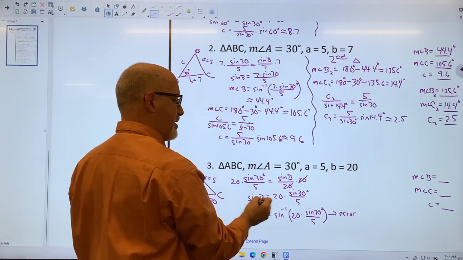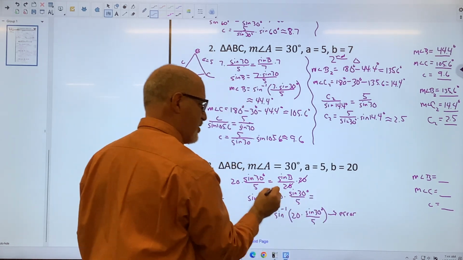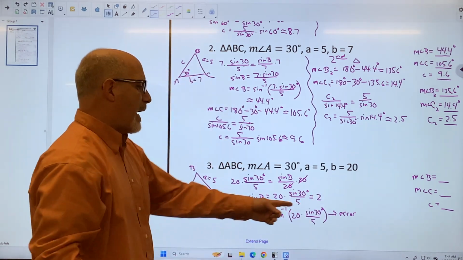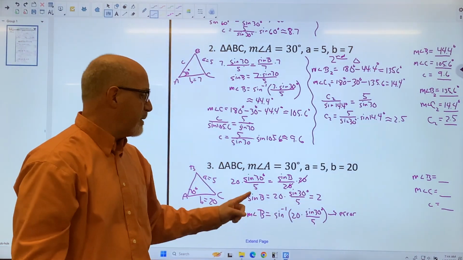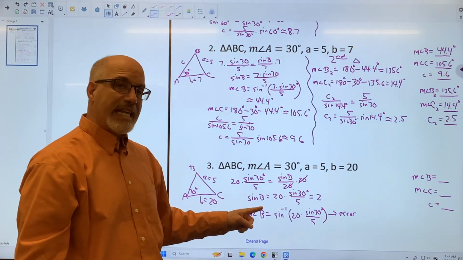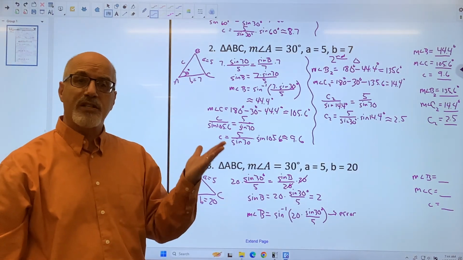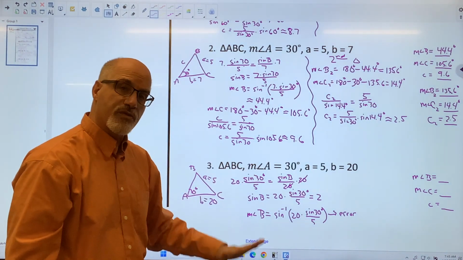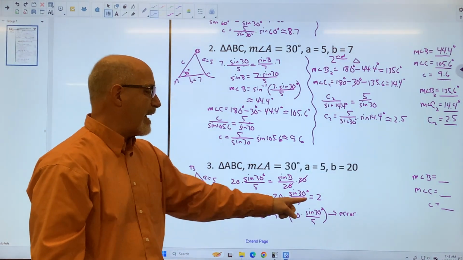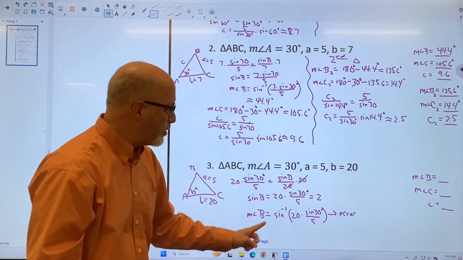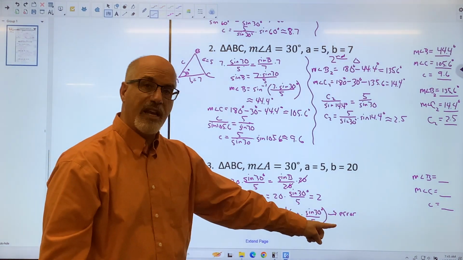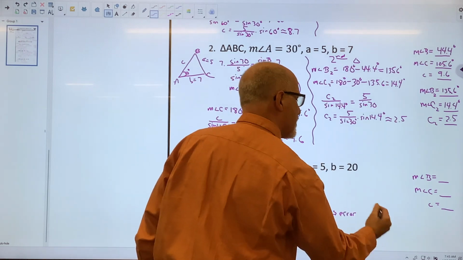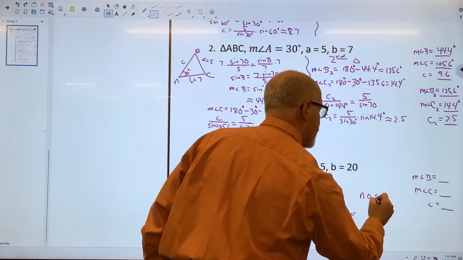If you go back to this step and do that calculation, 20 times this, you're going to get 2. Why you get an error here is because sine of any angle, the largest it can be is 1. The range for sine goes from -1 to 1. It can't go all the way up to 2. So when you take the inverse sine of it, it gives an error. When you see that error, there are no solutions to this, so we have just no solution.